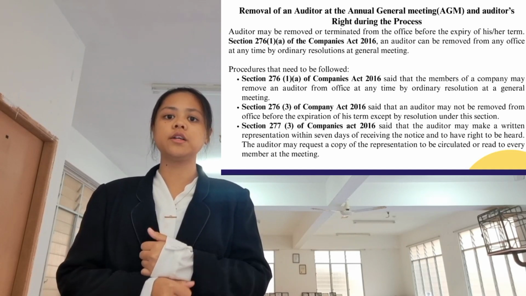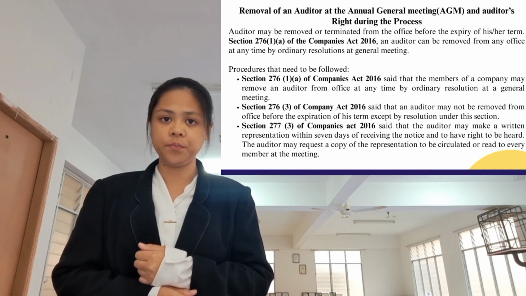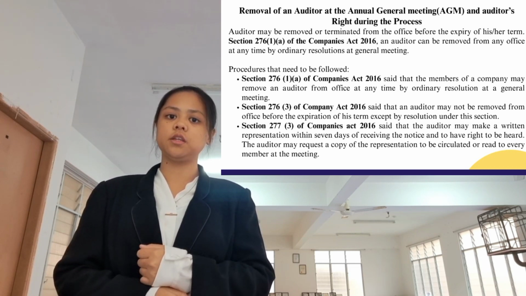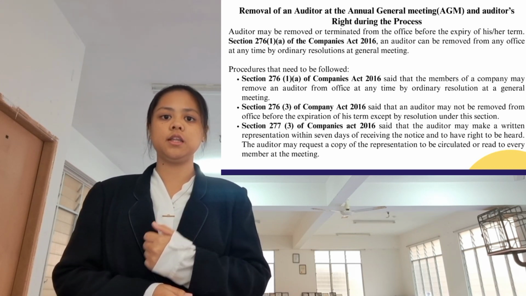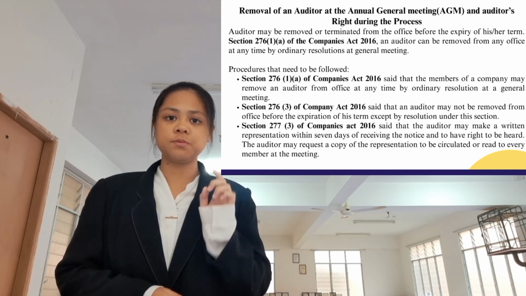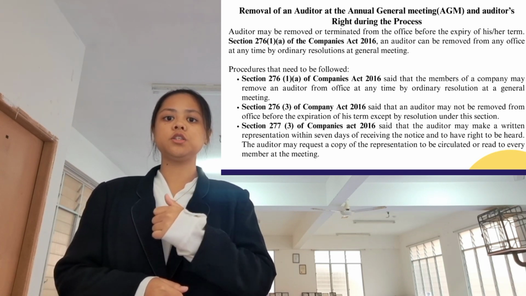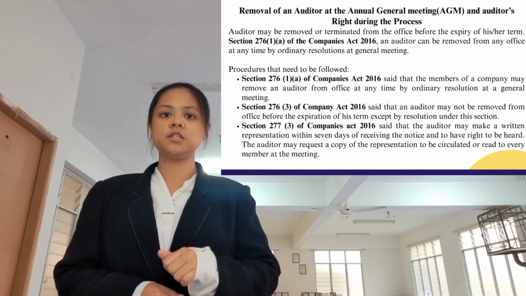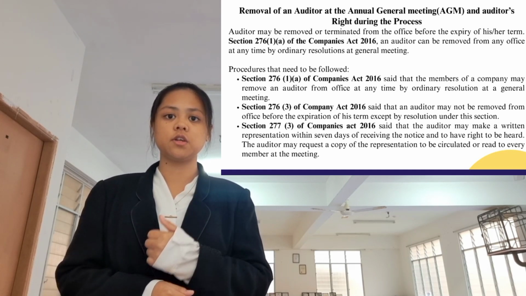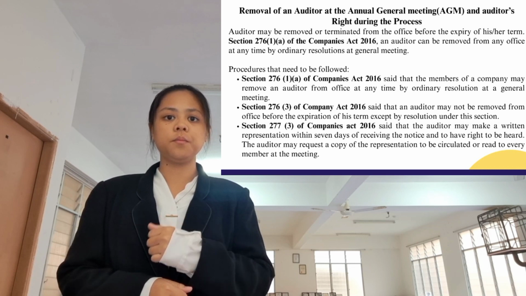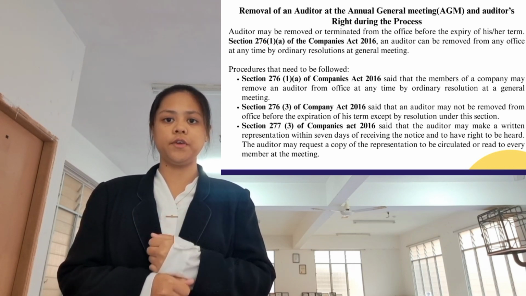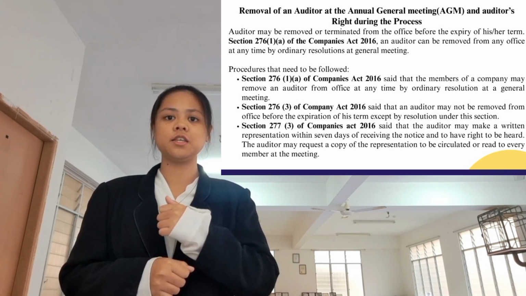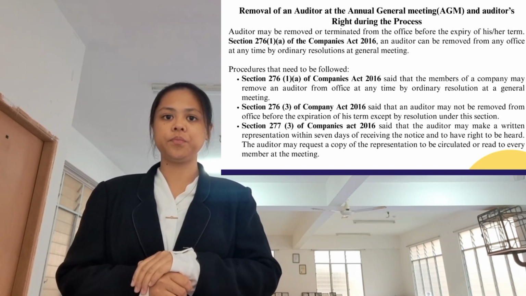In Section 276, Subsection 1, the members of a company may remove an auditor from office at any time, according to Subsection 8, by ordinary resolution at the general meeting. Section 276, Subsection 3 of the Companies Act 2016: an auditor may not be removed from office before the expiration of his term except by the resolution under this section.